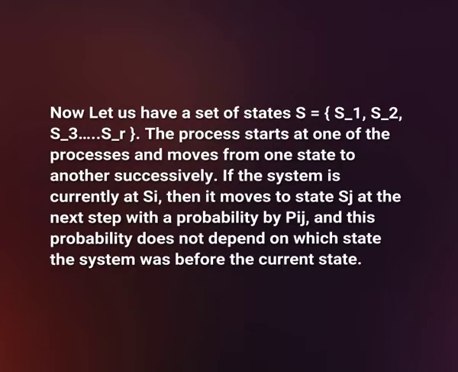Now, let us have a set of states S equal S_1, S_2, S_3, ... S_R. The process starts at one of the states and moves from one state to another successively. If the system is currently at Si, then it moves to state Sj at the next step with the probability Pij, and this probability does not depend on which state the system was in before the current state.